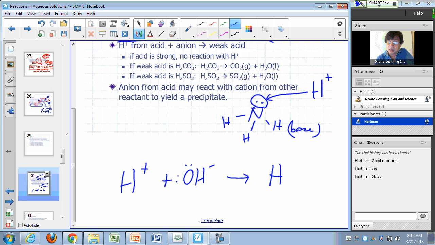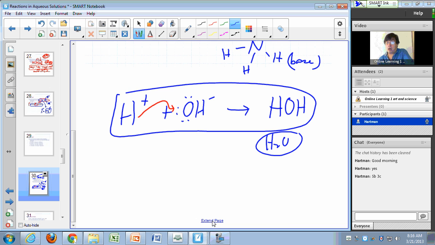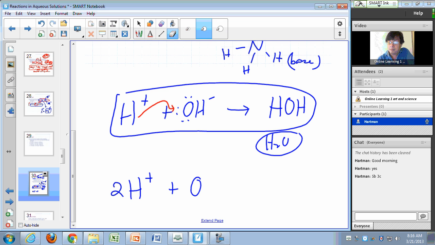The structure of hydroxide looks like this. It's got 3 lone pairs on the oxygen, 3 unshared pairs of electrons. So the H plus attaches itself to one of those lone pairs, and so you get water, which is going to be HOH, which you can write as H2O. So anytime your H plus finds itself anywhere near hydroxide, you can get water, or you can have 2 H pluses combined with an oxide ion.